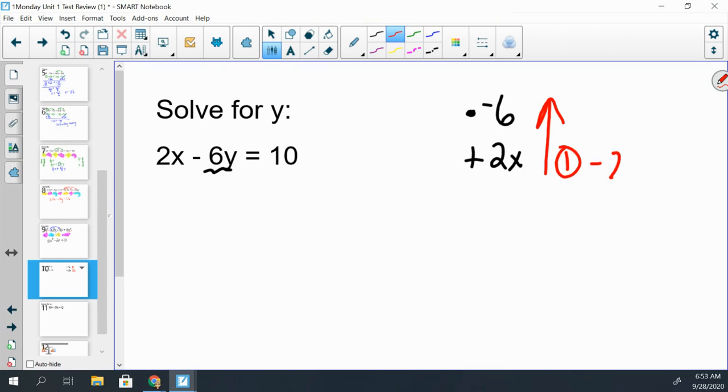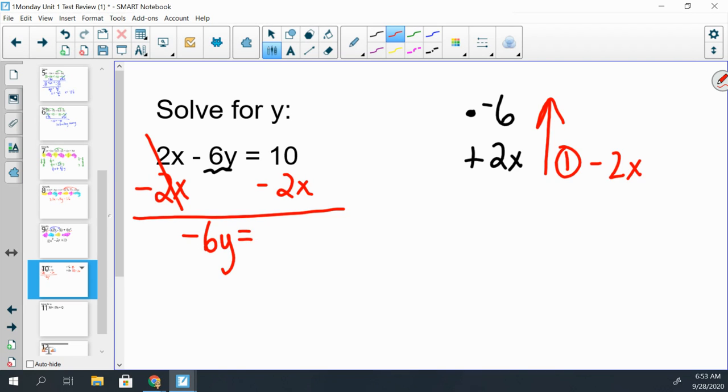And so I'm going to subtract 2x from both sides. That eliminates it here. That's what we want to happen. But I'm still left with -6y equals, and I can't put those together, so I'm just going to list them out. And I'm going to put my x first. So -2x and plus 10.